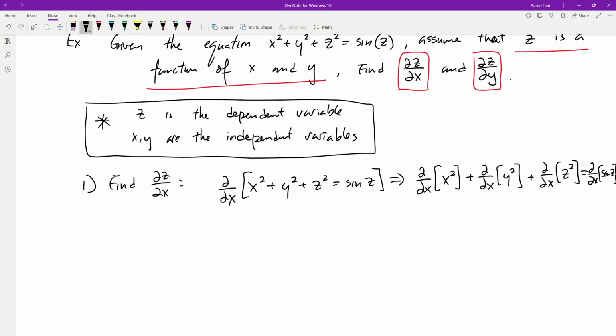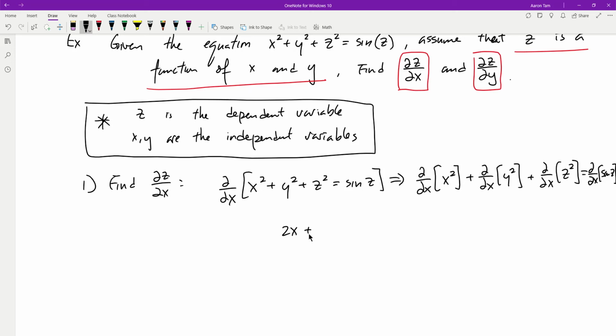So let's see what happens when I differentiate x squared with respect to x. Well, that's simple. That's just 2x plus... here comes the important part. What do I do with y squared? If you think about what you did before, you would probably say, oh, wouldn't that be 2y dy over dx? And you'd be wrong.